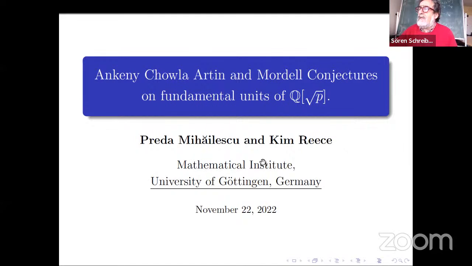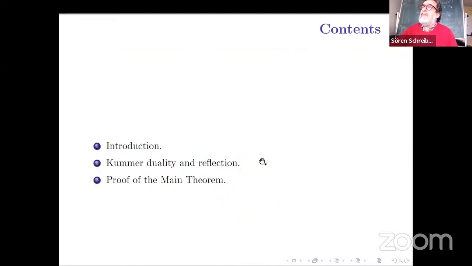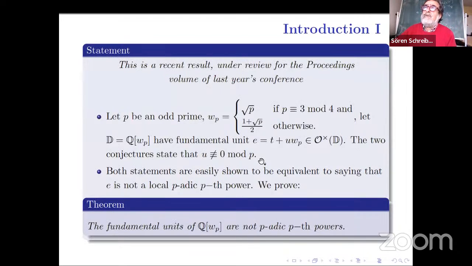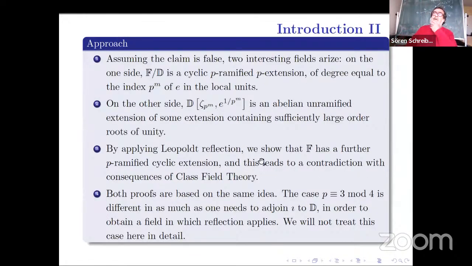This is the contents. You see, it's a very short contents. You won't see it again. An introduction, something about reflection and Kummer, and then the proofs. So here we go.